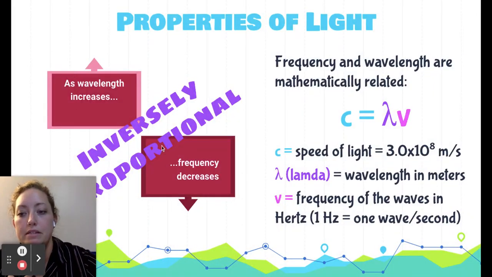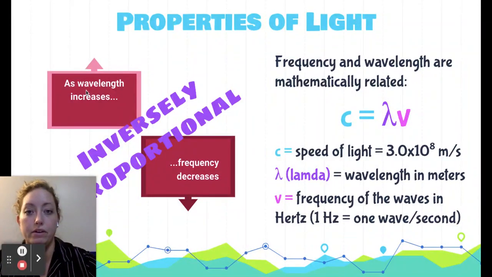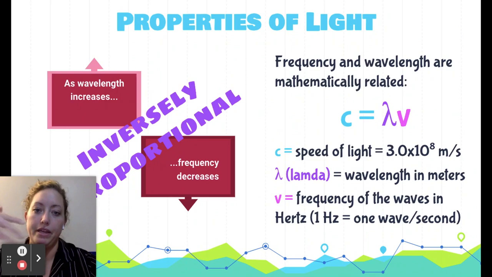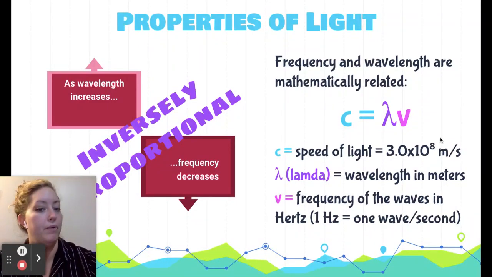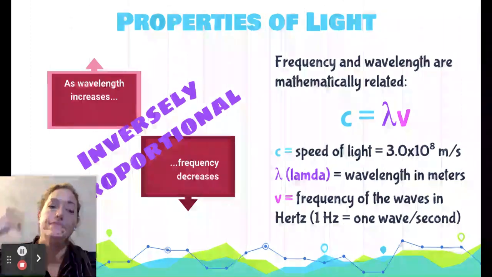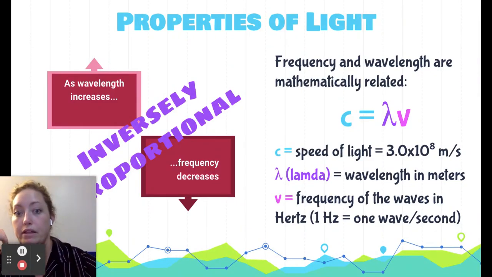These two things, wavelength and frequency, are inversely proportional. As wavelength increases, frequency decreases, and vice versa. This mathematical relationship is helpful if you're trying to solve for the wavelength and you have frequency, or if you're trying to find the frequency and you have wavelength.